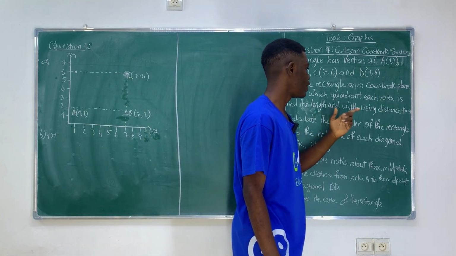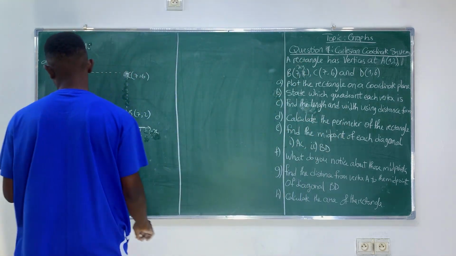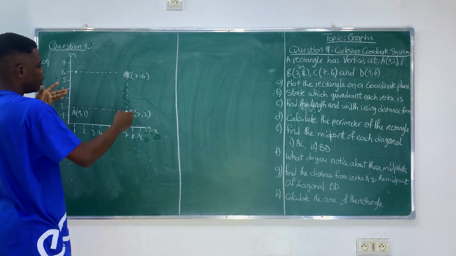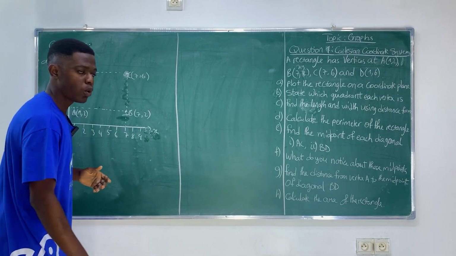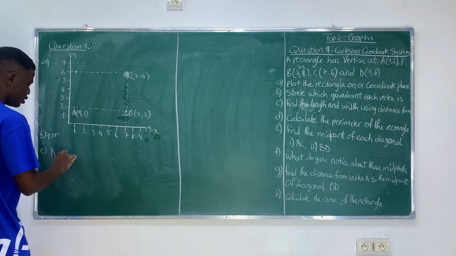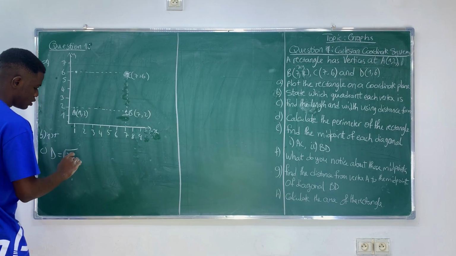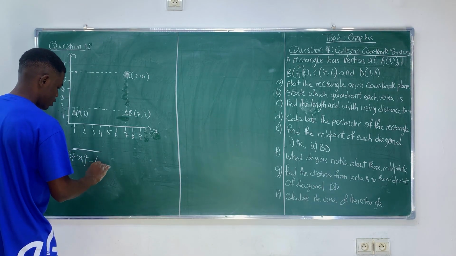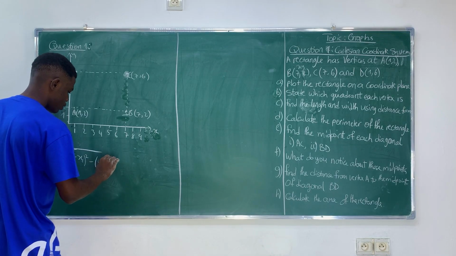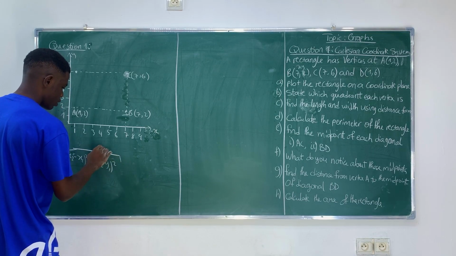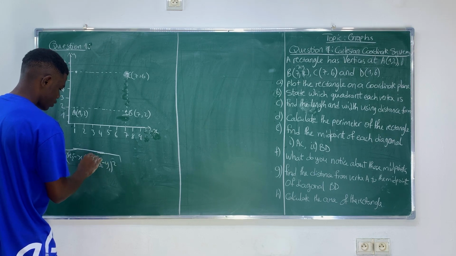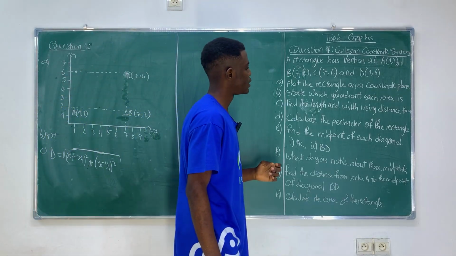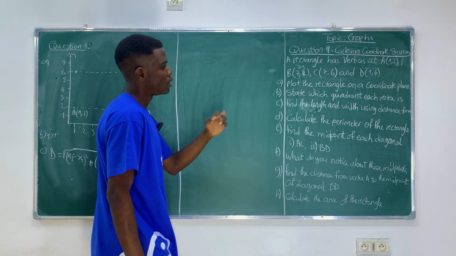C, find the length and the width using the distance formula. So we have to find the length of this and the width of it using the distance formula. So what is the distance formula? The square root of (x2 minus x1) all squared plus (y2 minus y1) all squared. This is actually plus. Okay, so that's the formula for distance.